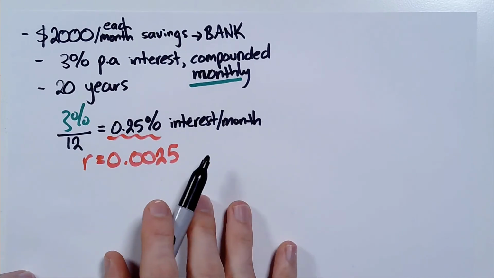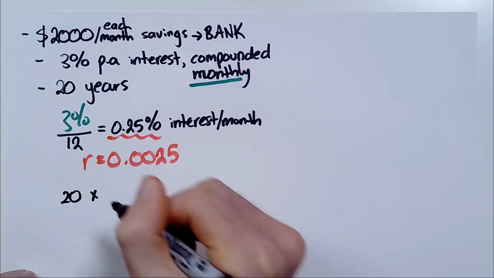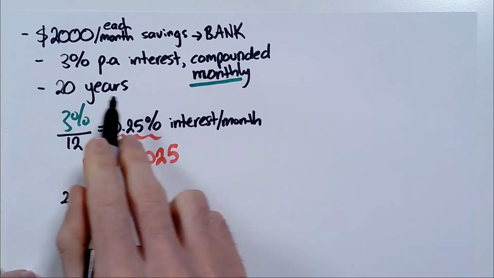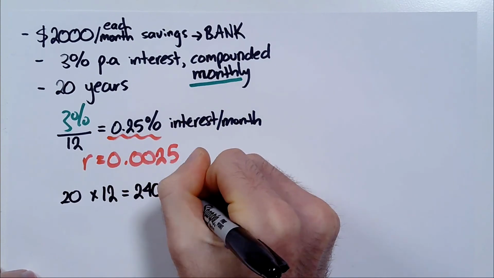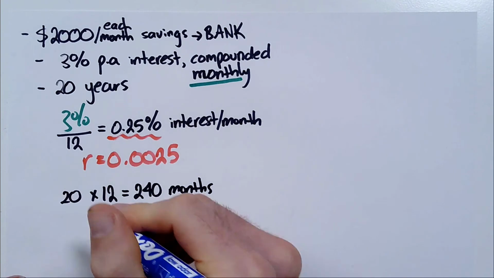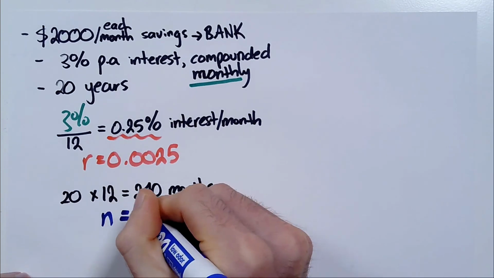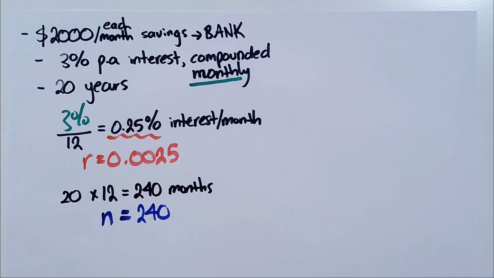And the answer to that is 20 years. We do 20 years times 12 because there's 12 months in a year. So how many months are there in 20 years? 240 months. Okay, so the relevant N, the relevant period, the period of time that we're interested in is 240 months. We don't care so much about the 20 anymore because it's compounded monthly. Everything's happening on a monthly basis.